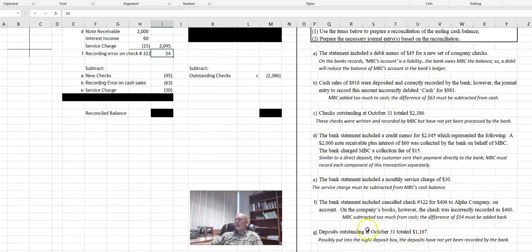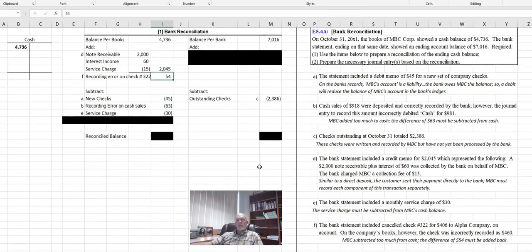Item G, deposits outstanding were $1167. So this is where we made a deposit. We've already recorded this, but we didn't get it to the bank in time to get on the bank statement as of the end of that day. So maybe we put it in the night deposit box on the 31st of October. As soon as the bank gets there the next morning and opens that up, they're going to add that to our balance, and so we're going to go ahead and add that for them. Outstanding deposits, $1167.